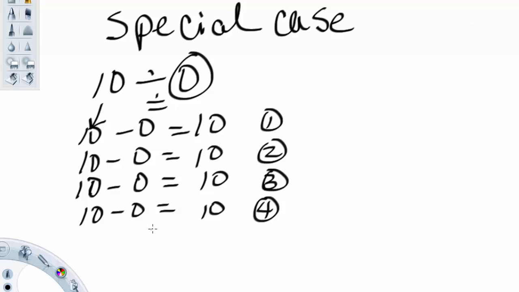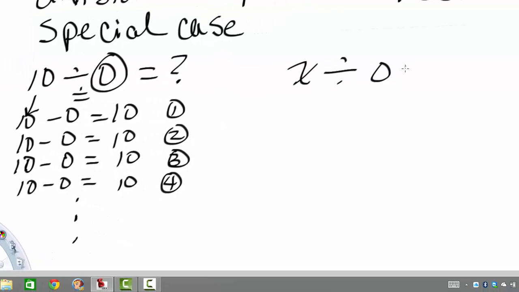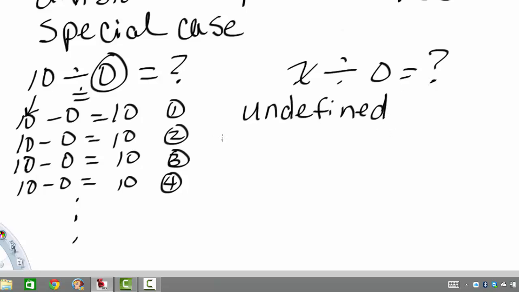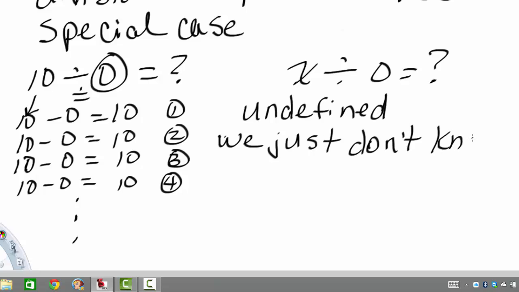At this rate, we'll never reach 0. I could go on forever. In fact, any number divided by 0 is something we'll never reach. In math, we call this undefined because we just don't know how to figure it out, or because we could never find out.